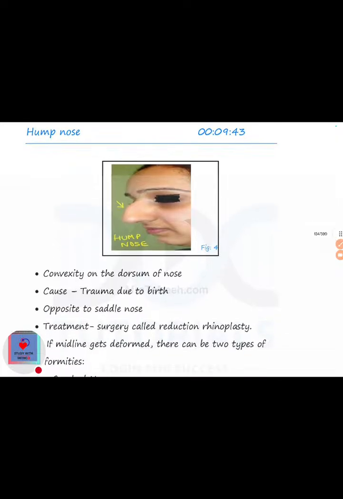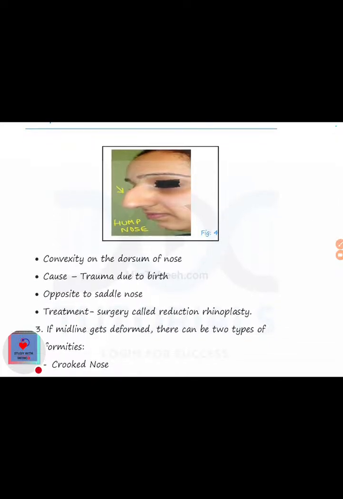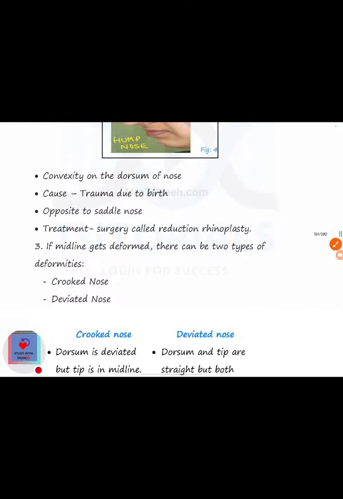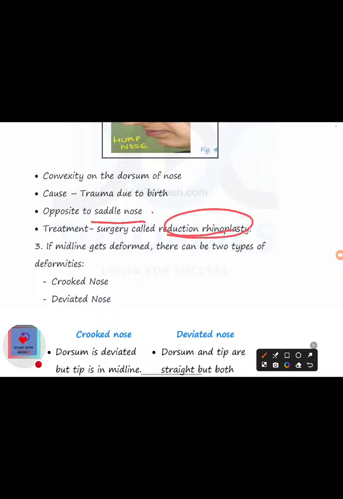Hump nose. What is hump nose? In saddle nose the bone was less. Here the bone is more. It is also called crooked nose. You can see how it is looking. The bone and the septum are so much enlarged. The convexity of the dorsum of nose, you can see, maybe due to trauma, or due to birth. During birth, if there is a trauma, it can occur. Opposite to saddle nose, the treatment is reduction rhinoplasty. There, in augmentation we use iliac crest, but here you are using reduction rhinoplasty where you are removing some bone and cartilage.